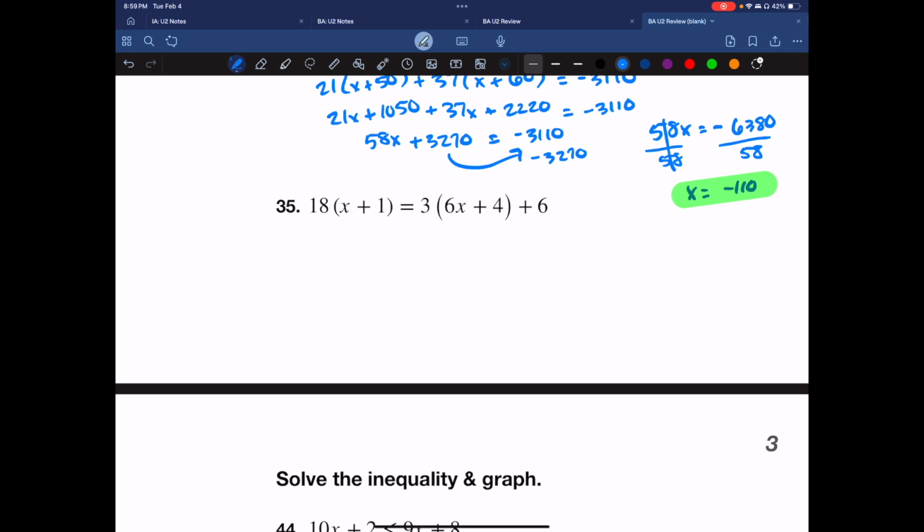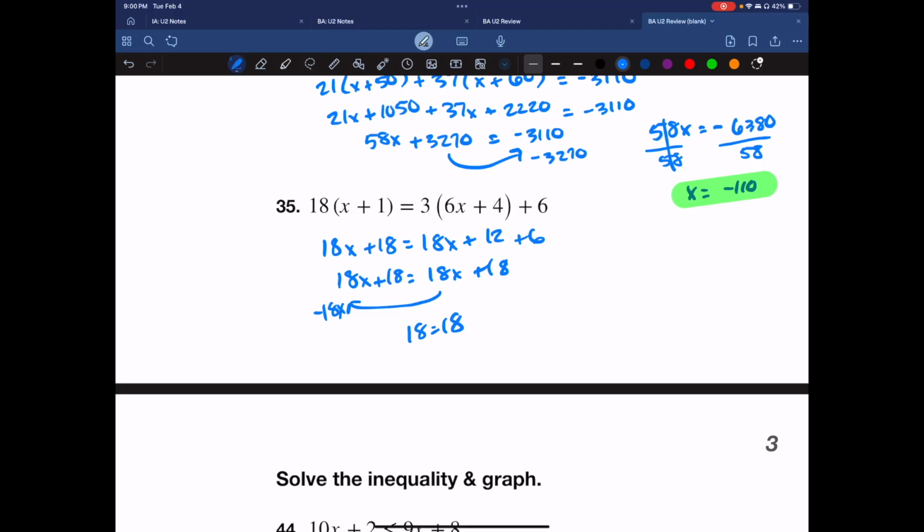So we have 18x here plus 18 equals 18x plus 12 plus 6. All right, so we're solving. We get 18x here plus 18 equals 18x plus 18. Now you have the same thing on the left as you do on the right. If you want to take one more step, just to check yourself, you subtract 18x here. That's going to result in 18 equals 18.